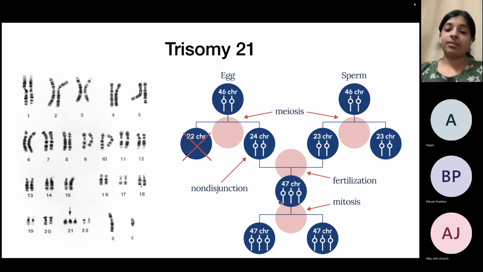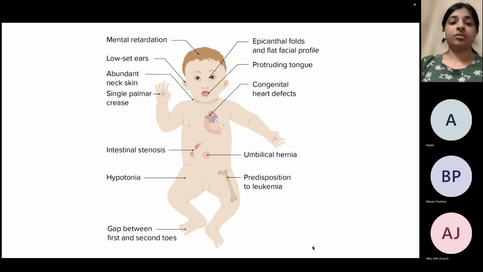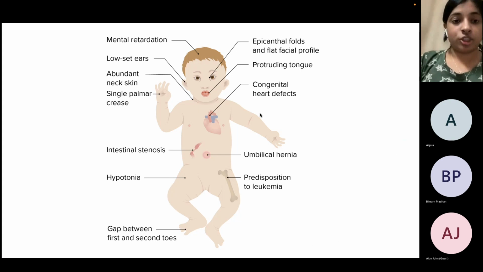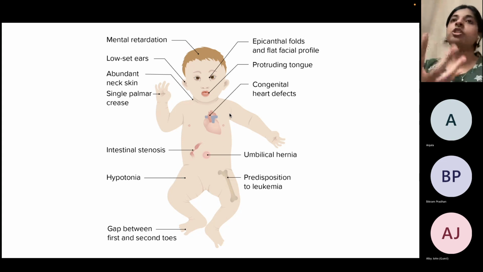Now, this ultimately results in daughter cells after daughter cells, making your entire body filled with cells that have 47 chromosomes instead of 46. This trisomy condition, like I mentioned, results in Down syndrome, which has various symptoms in a child, including mental retardation and a characteristic protruding tongue or congenital heart defects. Even though their lifespan is not affected, they have multiple other problems that they'll have to face just because of the presence of an extra chromosome.